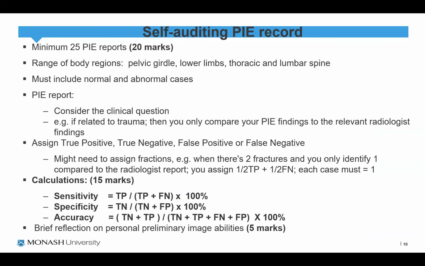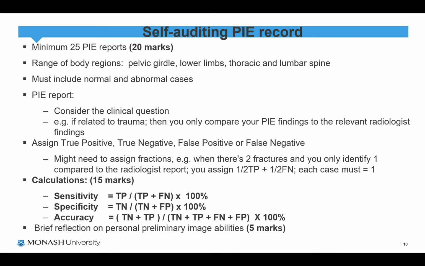In your second part, the self-auditing PIE record, you'll have a table of your 25 cases, organised according to your body regions. You don't have to have them all following each other. Some students try to be very systematic and have all the ankles together, but it's not really necessary to do that. We do check, though, that you have covered the body regions. And as mentioned, make sure that you also have normal cases with your abnormal.